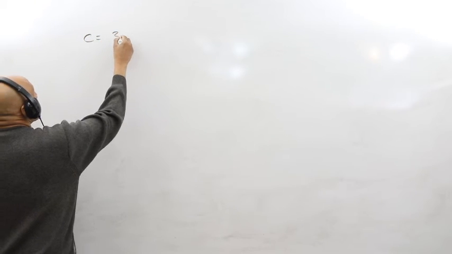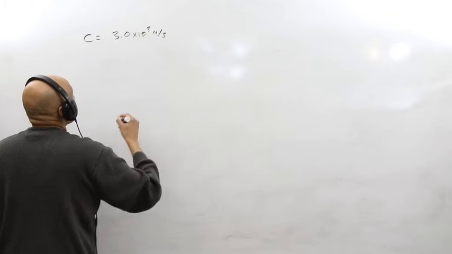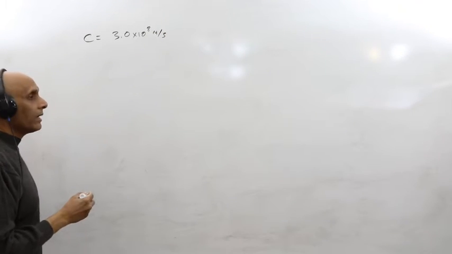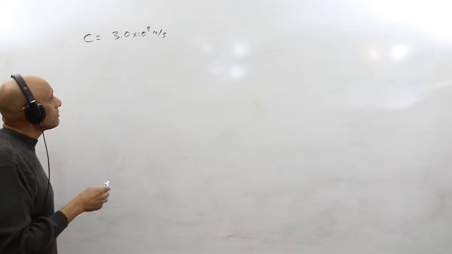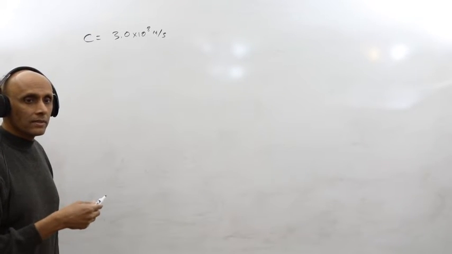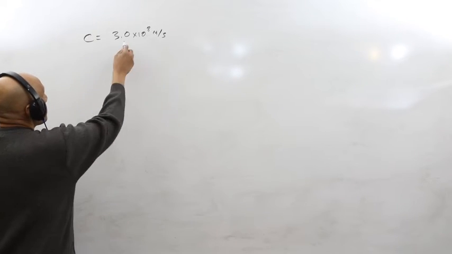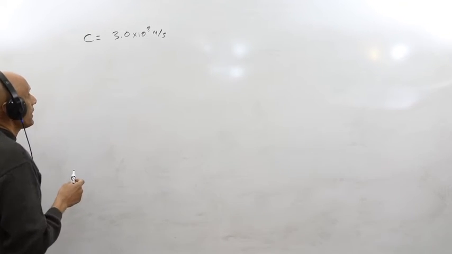When light goes through various materials, it actually slows down from the speed in vacuum. So we know that the speed of light, usually denoted by the symbol c, travels at roughly 3.0 times 10 to the 8 meters per second. In any other material, when light meets matter, it interacts with the matter and slows down. So the speed of light is much lower than 3.0 times 10 to the 8 meters per second.